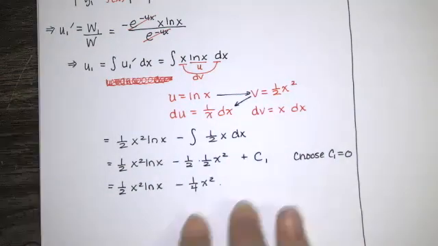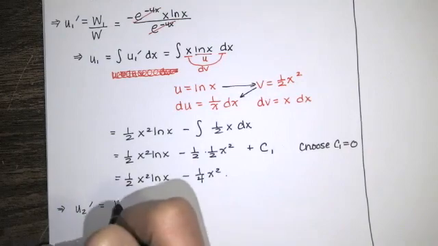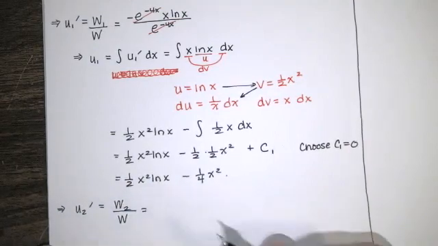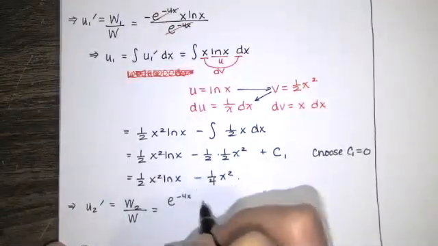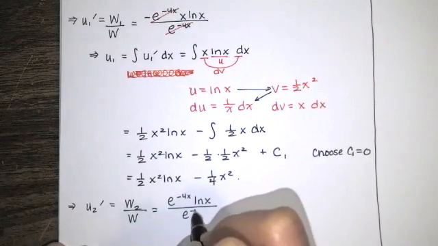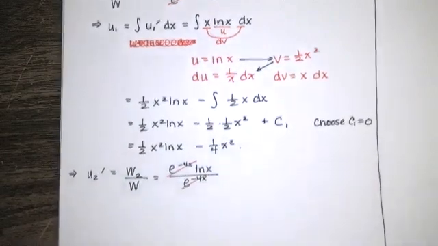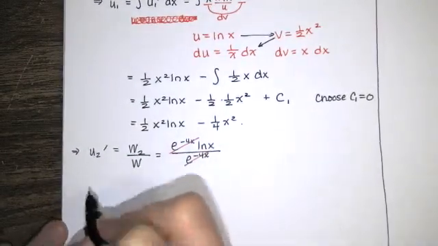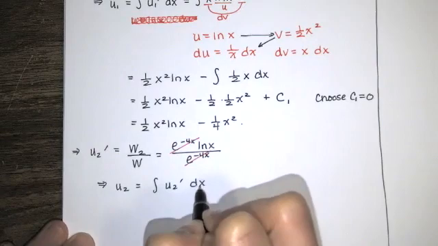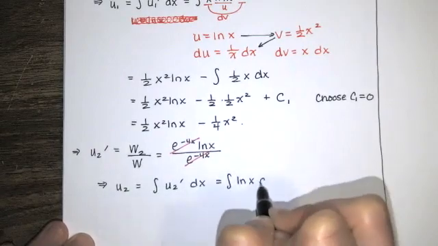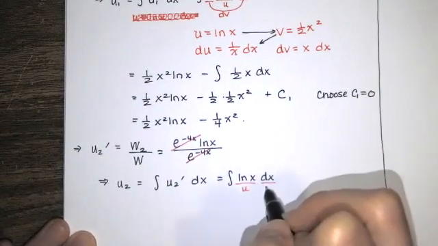For that reason. So now we've got u1, it's equal to this, and we also know the formula for u2 prime. u2 prime turned out to be that, w2 over w, and w2, we calculated that here. And the Wronskian was e to the negative 4x, so these guys reduce. And so we've got u2 prime is equal to this. So that means u2 is the antiderivative of u2 prime. So that's the antiderivative of natural log of x. And we'll use integration by parts again. This is u, this is dv.